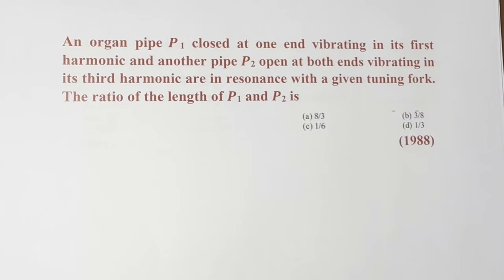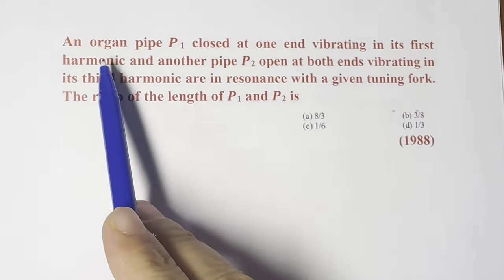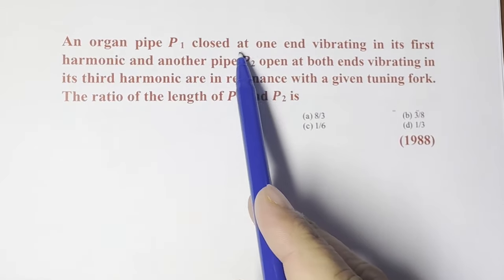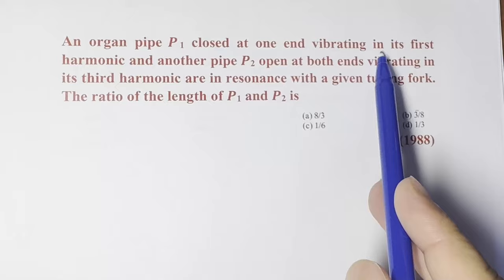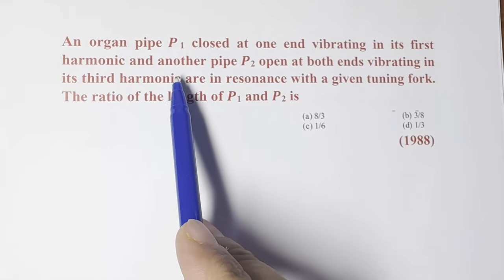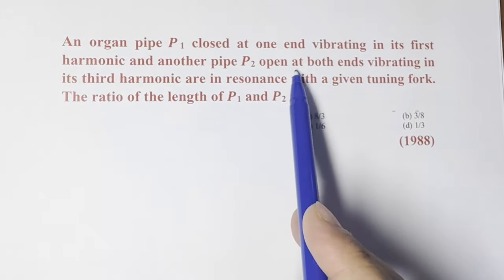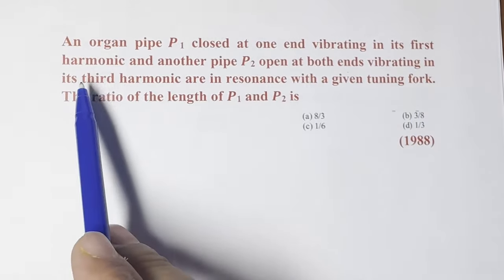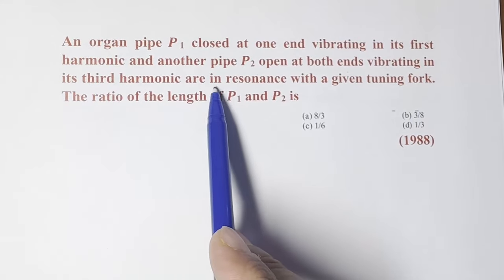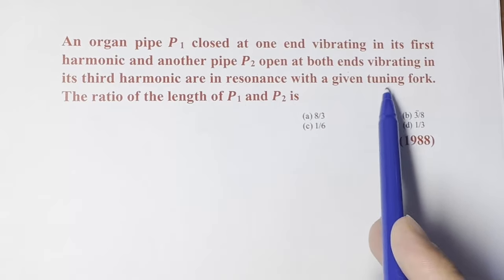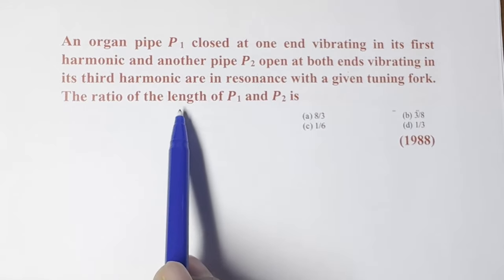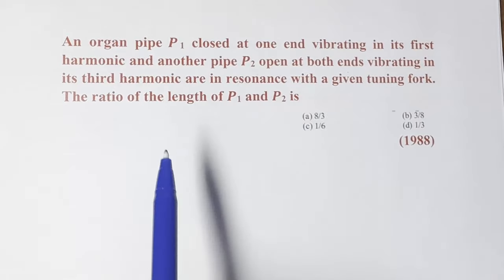Hello friends, in today's question: an organ pipe P1 closed at one end vibrating in its first harmonic, and another pipe P2 open at both ends vibrating in its third harmonic, are in resonance with a given tuning fork. The ratio of the length of P1 and P2 is.